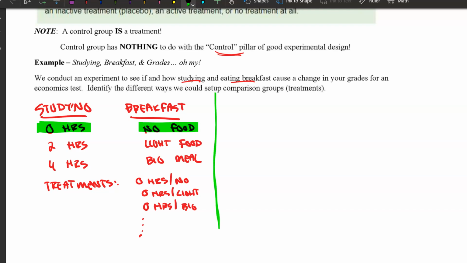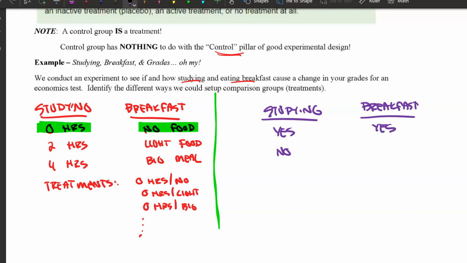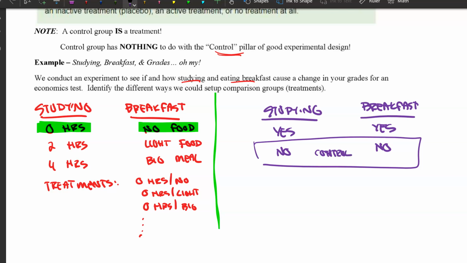So identify the different ways we could set up this comparison group. So, well, this is one way. I'm trying to think of other ways we could do it. Yeah, I don't know. That sounds good to me. I guess maybe I was thinking about studying. You could study yes, or you could study no, or you could breakfast, you could eat yes, or you could not eat, with the idea that maybe these are the control. So this would be a more simple study, yet less treatments.